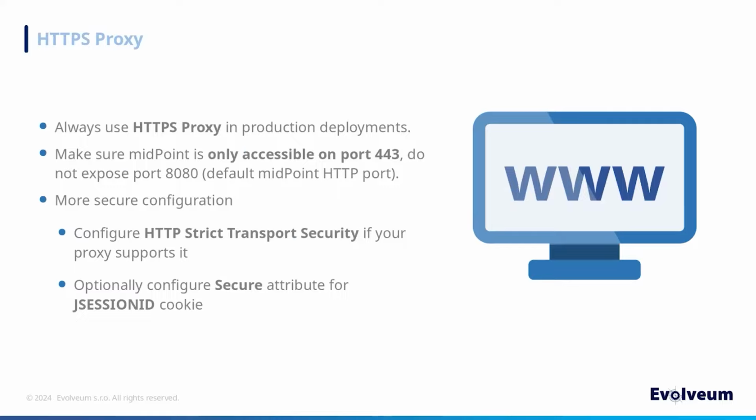When deploying the HTTPS proxy, consider multiple use cases of your MidPoint. Do you need REST APIs or Spring Actuator to be available from the same address as the GUI? If not, you should configure your proxy to not expose them. If you want to harden your HTTPS configuration, you should also consider configuring HTTP Strict Transport Security on your proxy. And optionally, you should configure a secure attribute for the JSESSIONID cookie. This also needs to be done on the proxy.